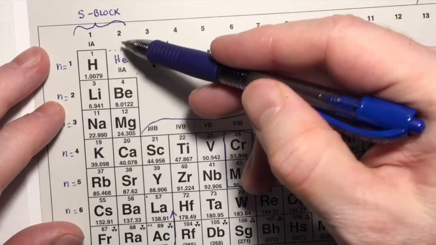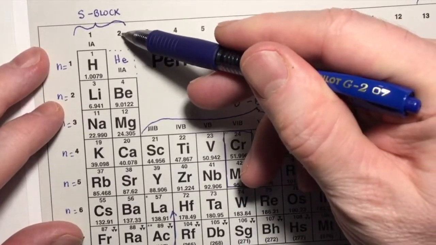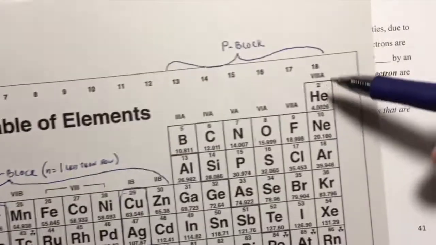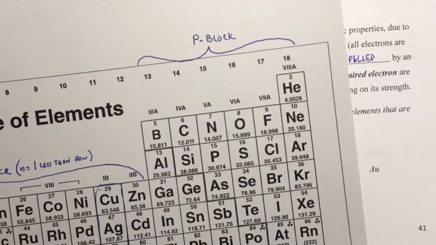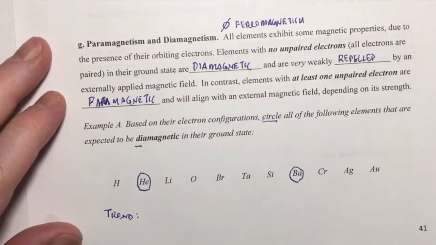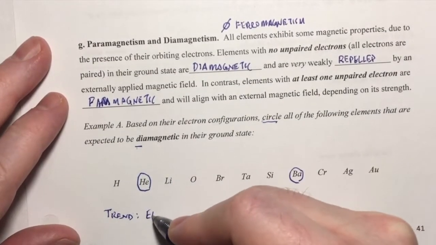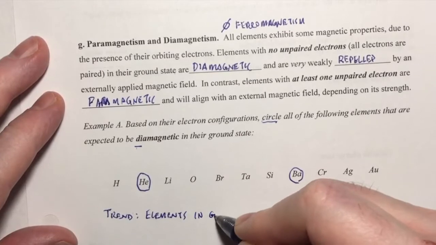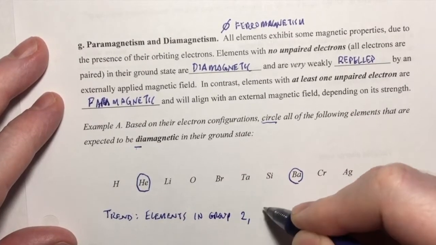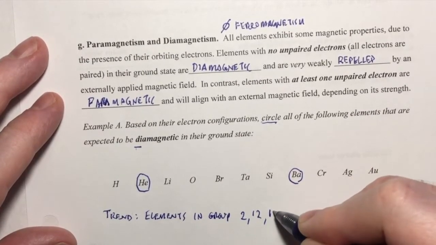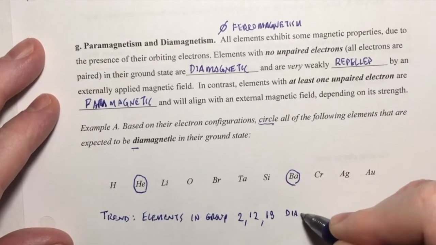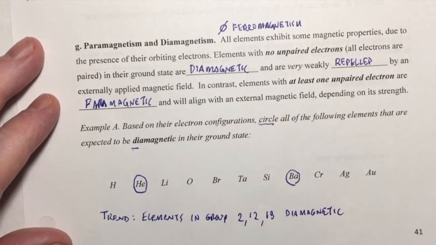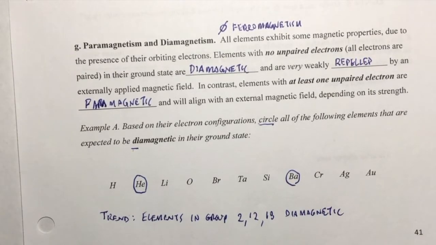But what this means is elements in group 2, 12, and 18 are diamagnetic. Okay, so we can notice that as a trend or pattern.